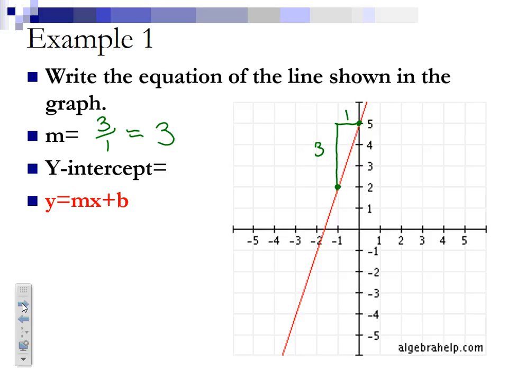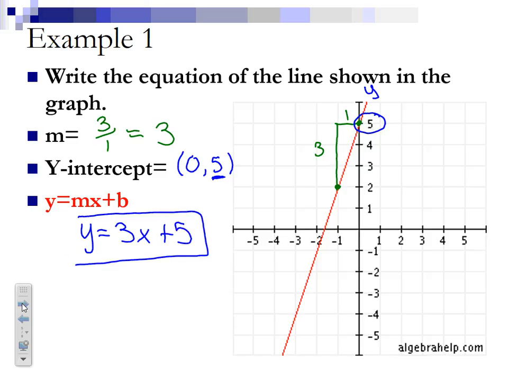So our slope is 3 over 1, or that could just be 3. Now our y-intercept is where it crosses our y-axis, which is right there. We're writing that as a point, so that'd be (0, 5). 5 is our b. Okay? Come over here, write it out. We have y equals our slope, which is 3x, our b, which is a positive 5. There's our equation of our line, given the graph. So here's example number 1. Make sure it gets in those notes, please.